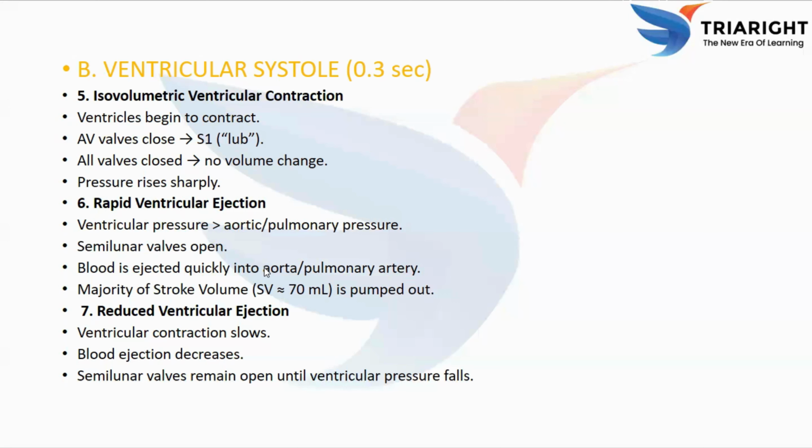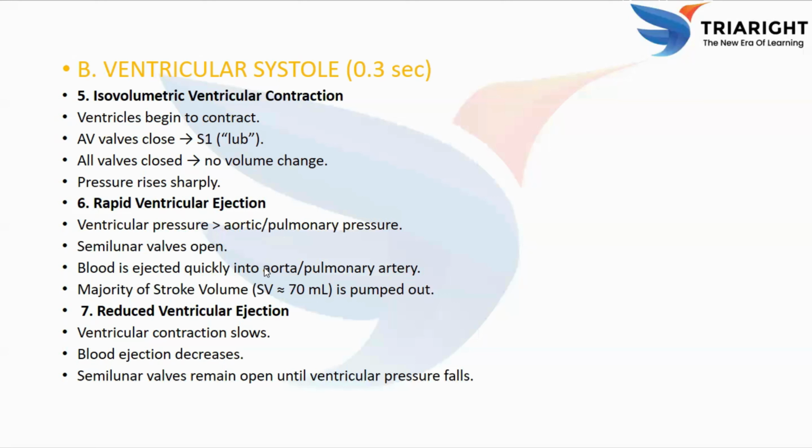And then coming to the sixth one, the rapid ventricular ejection. What do you mean by rapid ventricular ejection? It is when the ventricular pressure becomes higher than the aortic or pulmonary artery pressure. So the semilunar valves, the aortic and pulmonary valves, open. Blood is quickly pushed out into the aorta to the body and the pulmonary artery to the lungs. Most of the stroke volume, about 70 milliliters, is ejected during this phase. The ventricles pump blood forcefully into the arteries. This is when you can feel your pulse. So this is about the rapid ventricular ejection. And then coming to the reduced ventricular ejection.